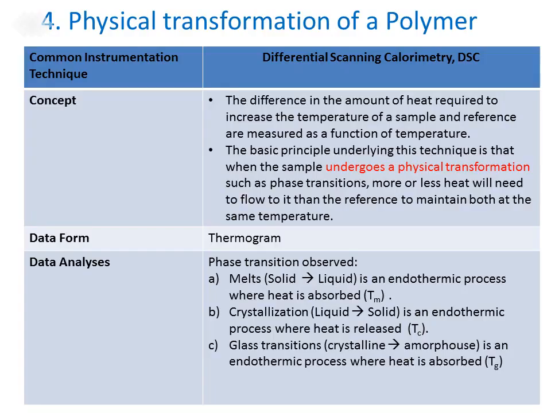The physical transformation of a polymer, i.e. its phase transition, can be determined from the DSC analysis. That is based on the amount of heat required to increase the temperature of a sample.